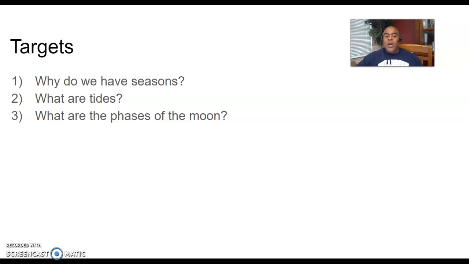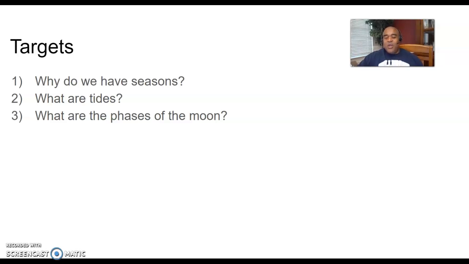Now, think about what tides are. Not talking about Tide laundry detergent, talking about the tides in the oceans and in the seas. What are they and what causes them? Probably has something to do with the moon. Okay, you're going to learn a little bit more about how the moon affects the tides.